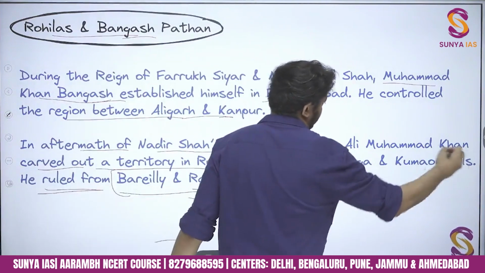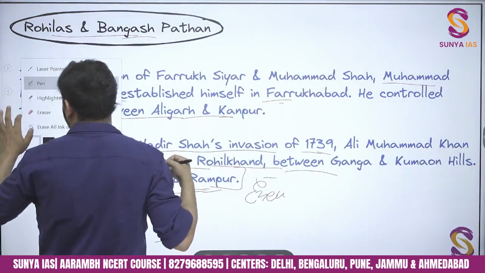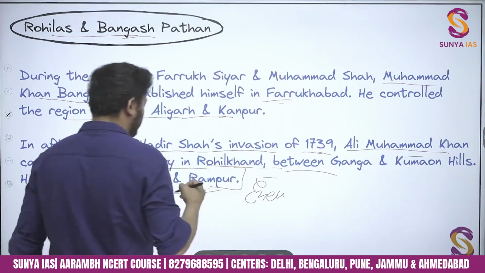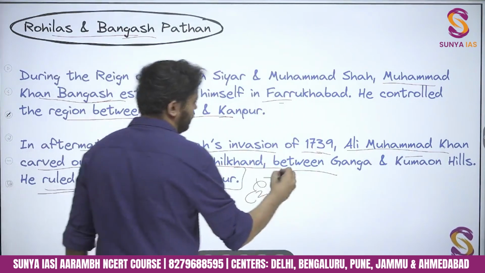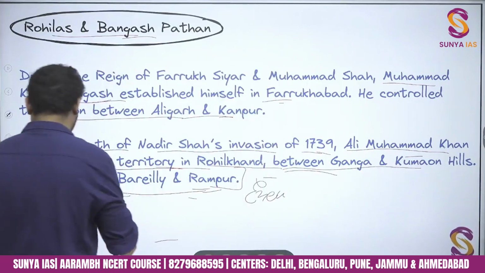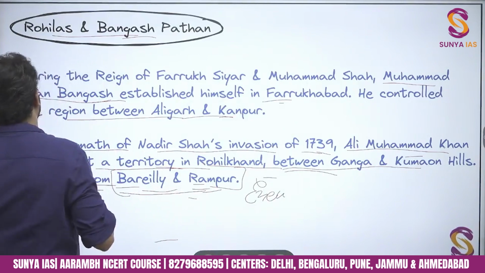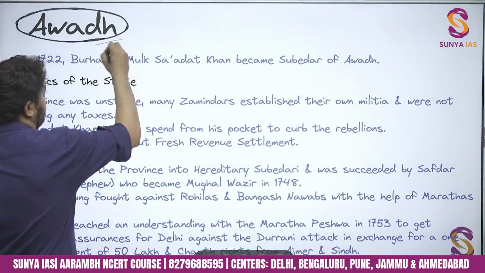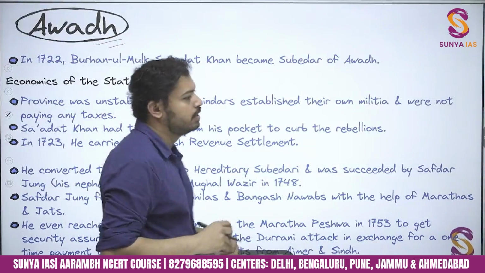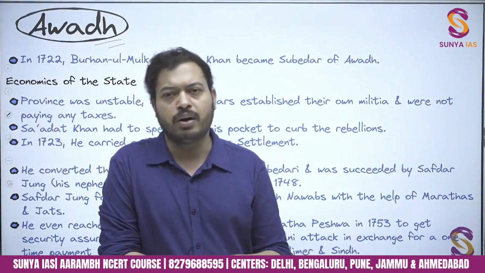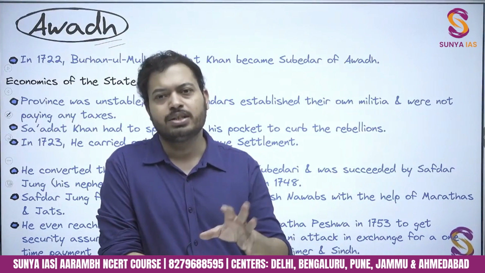Ali Muhammad Khan, at one time, controlled the territory in Rohilkhand between the Ganga and Kumaon hills, and he ruled usually from Bareilly and Rampur. Now let's talk about Awadh, because in the next chapter there is not a huge amount of Anglo-Awadh struggle. There is no such thing.